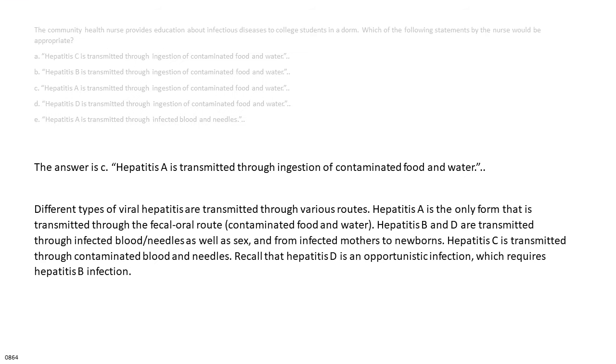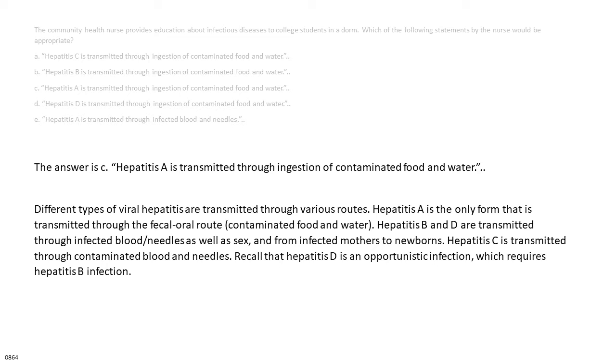The answer is C. Hepatitis A is transmitted through ingestion of contaminated food and water. Different types of viral hepatitis are transmitted through various routes. Hepatitis A is the only form that is transmitted through the fecal-oral route, contaminated food and water.